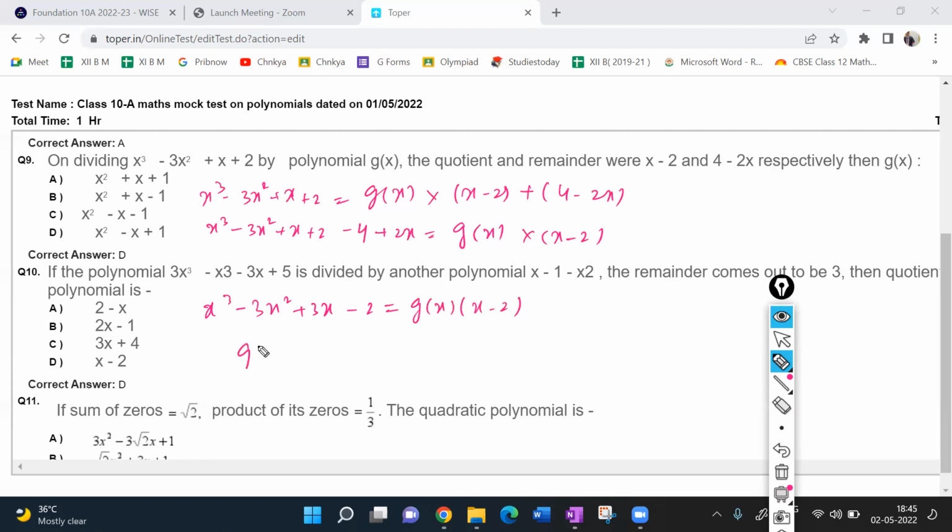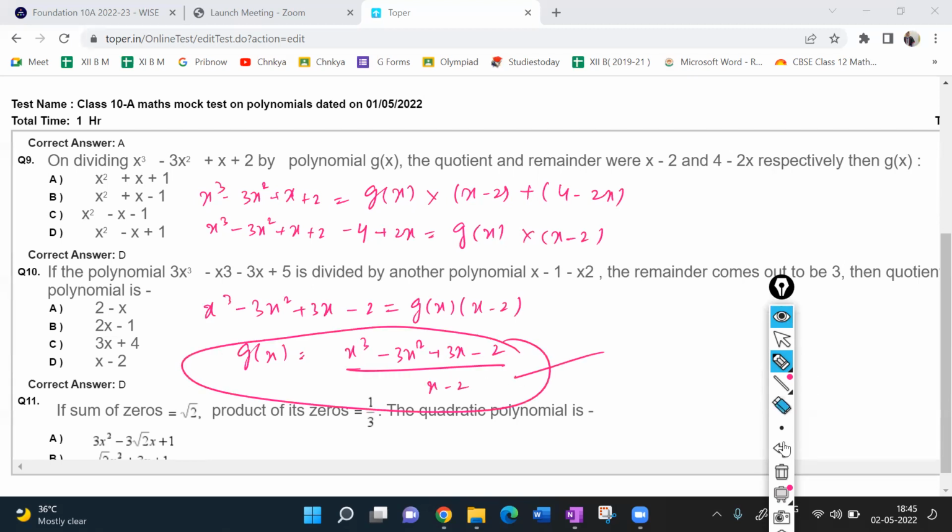Okay, so g of x is equal to what now? x cube minus 3x square plus 3x minus 2 divided by this one. If you divide this with the long division method, you will get the answer. Understood my point? Yes, sir. Quite simple. We will be getting x square minus x. Option D is correct. Very simple question.